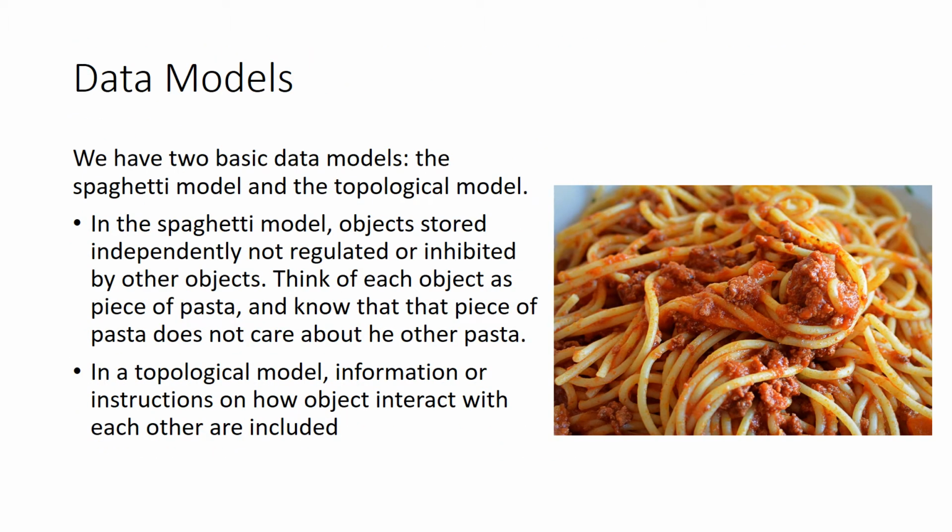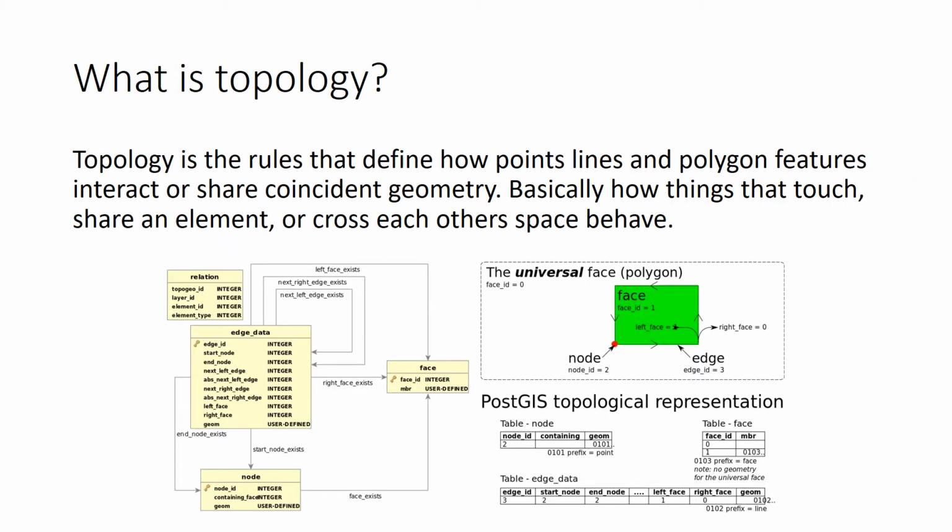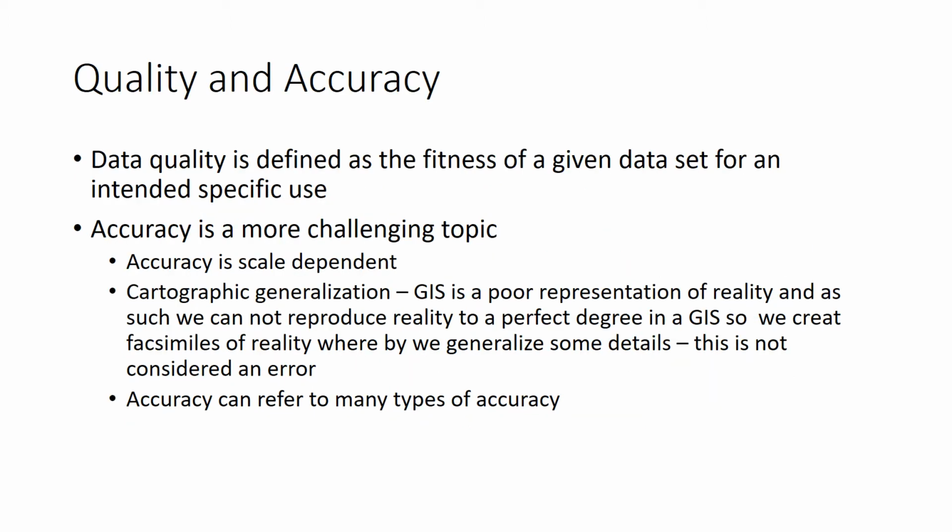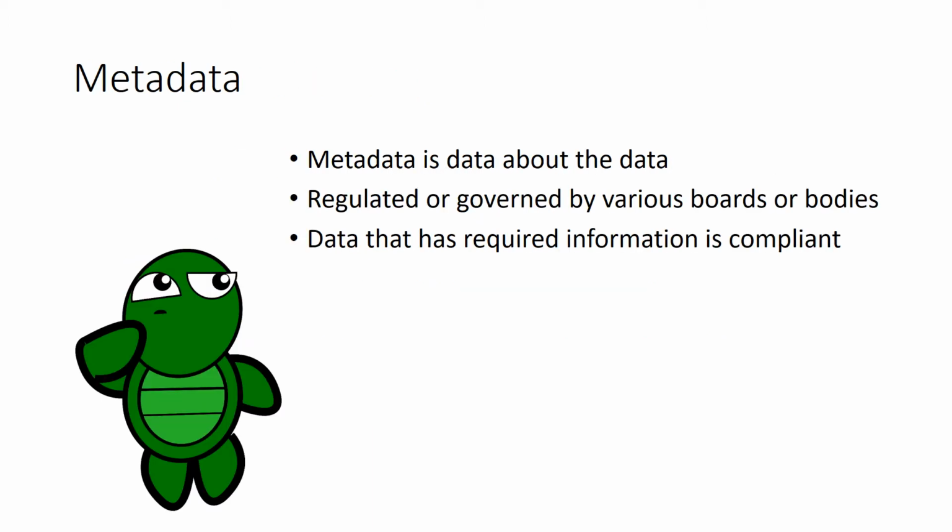Data models, two types. You better know both of these, spaghetti and topological, and what the differences are, and it's right here in the text. You need to know what topology is. Scale is important, and I don't think I got a specific question about that. Quality and accuracy, you need to know what data quality is and how it's defined. You need to know what metadata is.